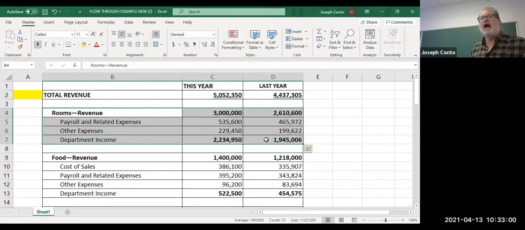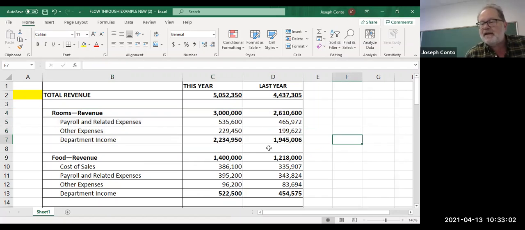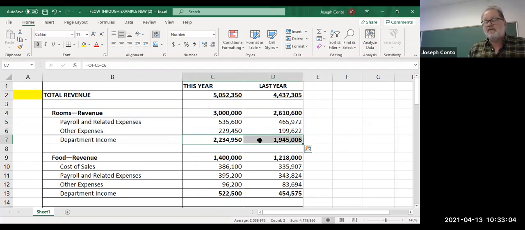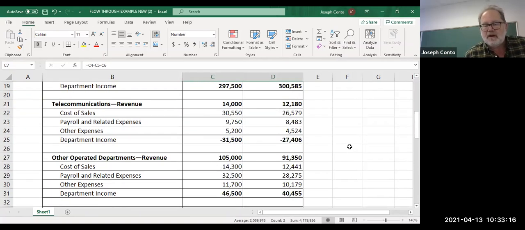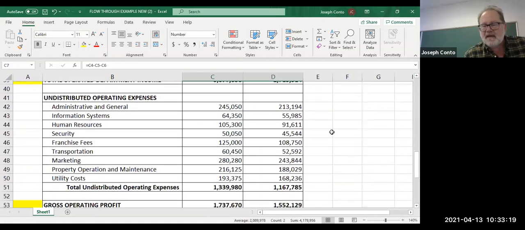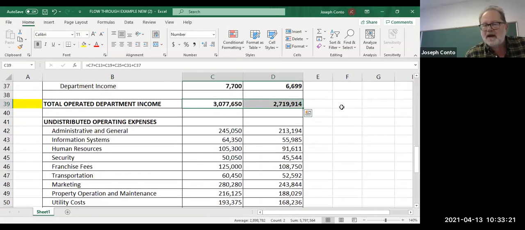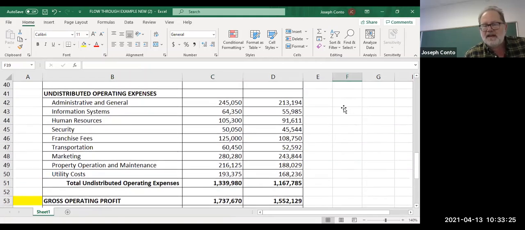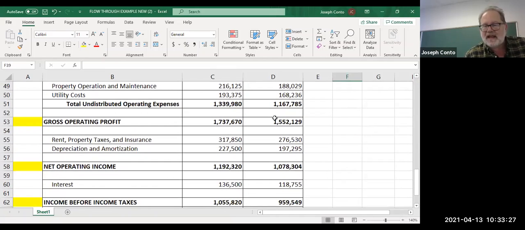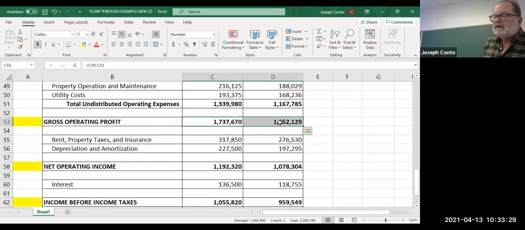Yes, this feels right. And we know that departmental income, this line item, is also called contributory income, because it is contributed to the administrative side of the hotel to pay for undistributed expenses. So if we go down here, this is all my departmental income added together, and I use it to pay for all these undistributed expenses, and then I get to a gross operating profit.